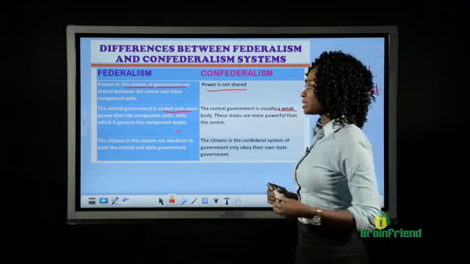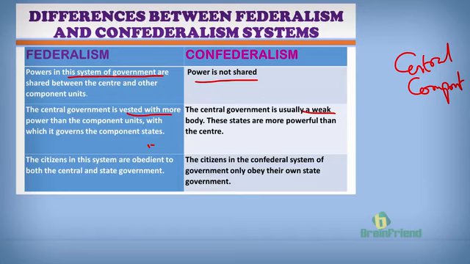The third point says that citizens in the federal system of government are obedient to not just the states, but also the central government. In fact, they are obedient more to the central government before their states because of how the hierarchy of powers is observed and respected in a federal system of government. But in a confederal system of government, citizens only or mostly pay attention to their respective state governments.